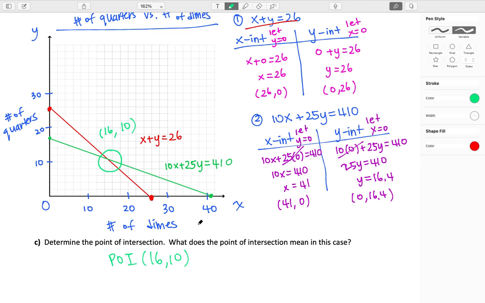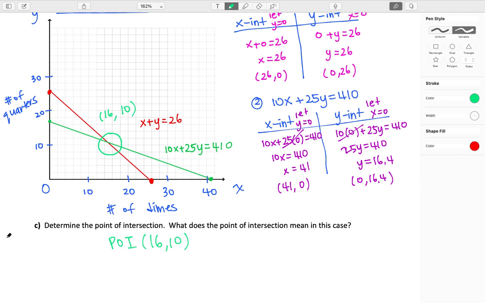And what does this mean? Is that Joe has 16 dimes, that's x, and 10 quarters. Now remember, you cannot have a decimal number of dimes or quarters. It always has to be a whole number. Okay, good.